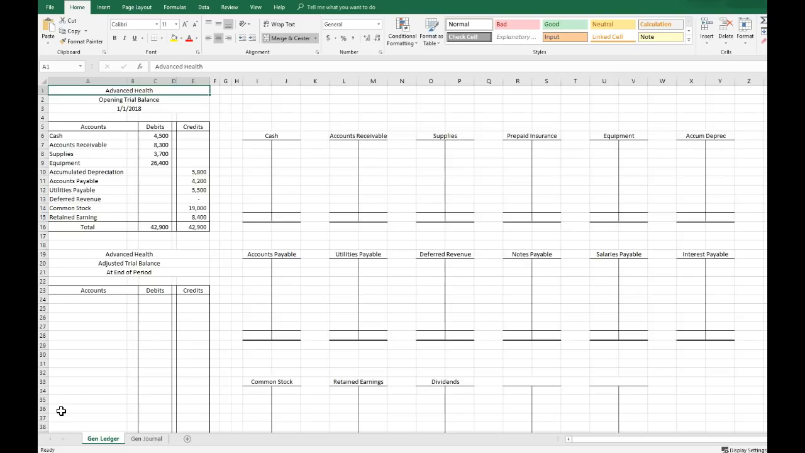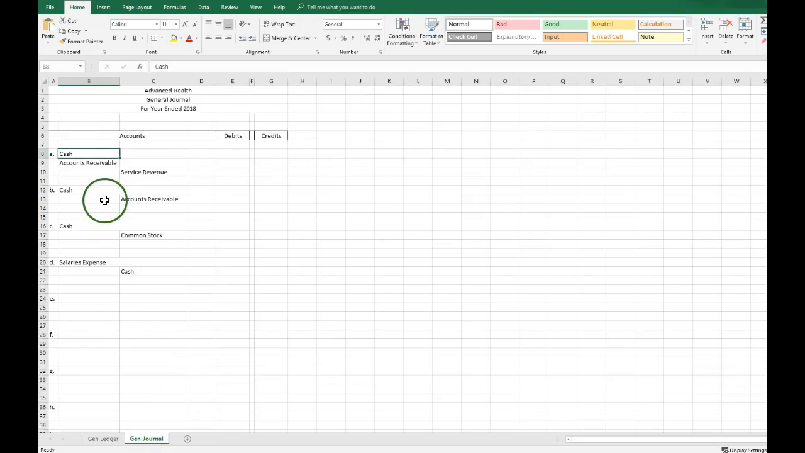Make sure you download and read the instructions, and they'll first tell you to download and open the Excel file for this assignment. When you do that, this is what you'll see on the screen. We have two tabs at the bottom. This first one is the General Ledger tab, which is what you see here. The second one is a General Journal tab, so we'll come back to this in just a minute.